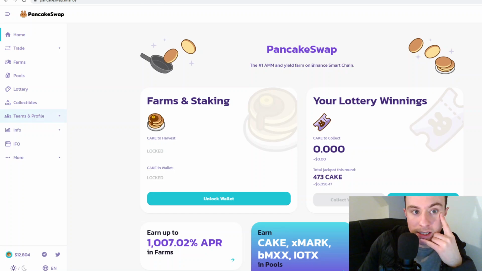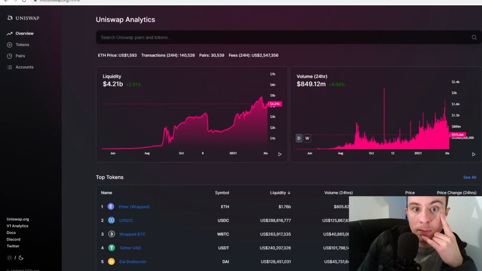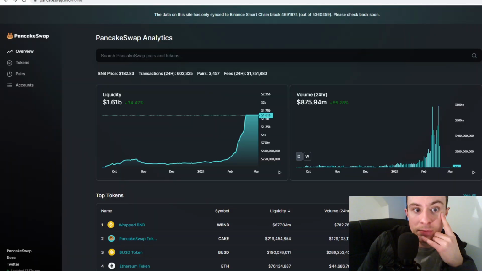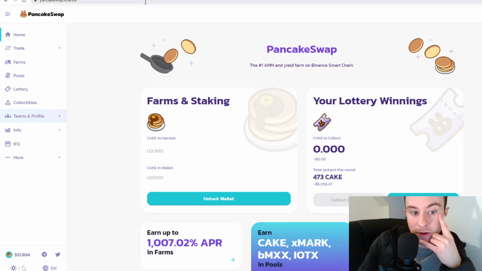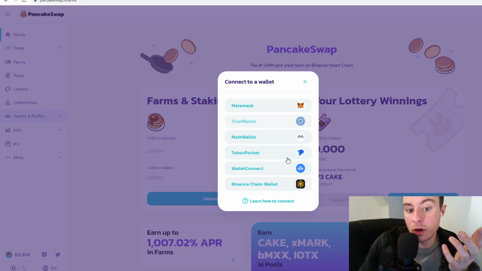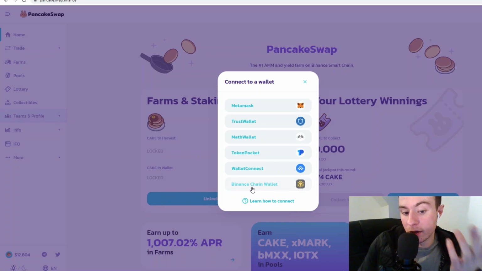And essentially how you use PancakeSwap, I'll shut some of these tabs so that hopefully the video isn't lagging too much. How you use PancakeSwap is essentially you go over here to trade. You connect your MetaMask wallet. They'll give you a list of wallets to connect. You can download your Binance Chain wallet, which is a somewhat easy way to do it.